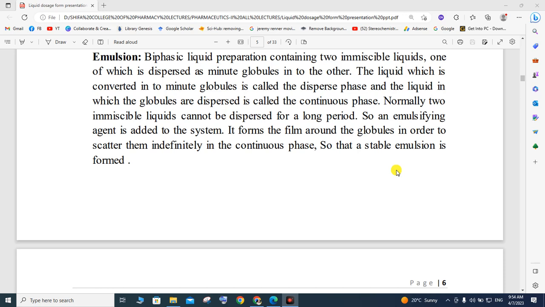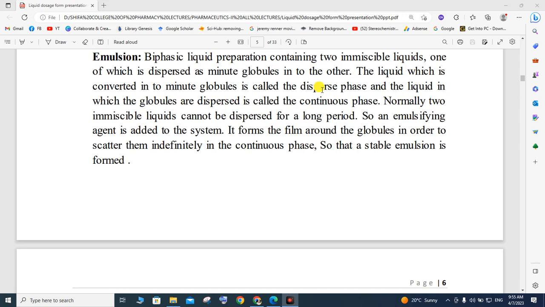Let's talk about emulsion. Emulsion can be defined as a biphasic liquid preparation containing two immiscible liquids, one of which is dispersed as minute globules in the other. In pharmaceutics, emulsion is a biphasic liquid preparation which generally contains two immiscible liquids.